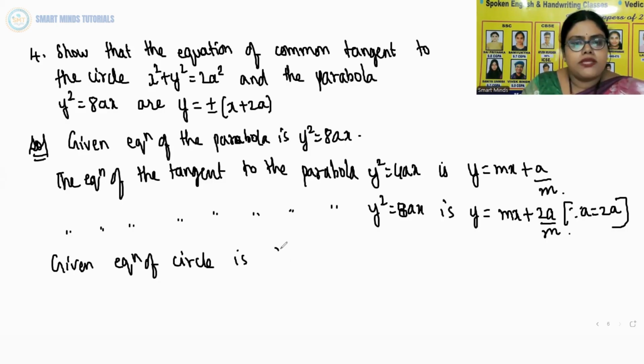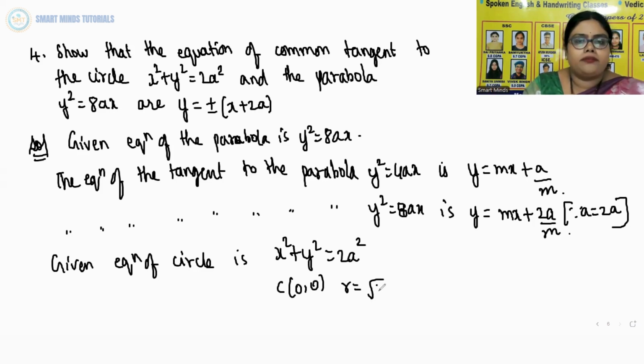And now what is the given equation of the circle? Circle equation is x square plus y square is equal to 2ax. So it is in standard form. So center is 0, 0. And radius is root 2a. Square root of the right hand side. Okay, if we compare with x square plus y square is equal to r square, then in the place of r square you get 2a square. So r will become root 2a.